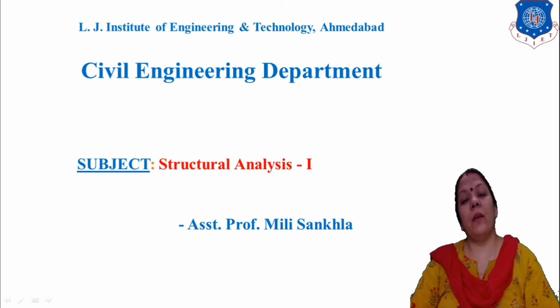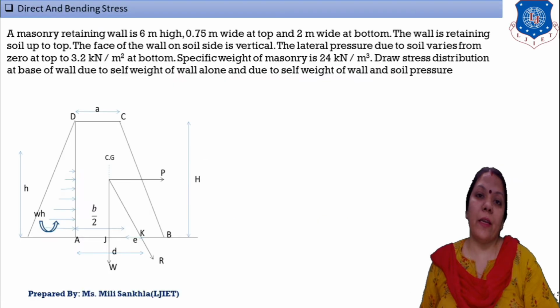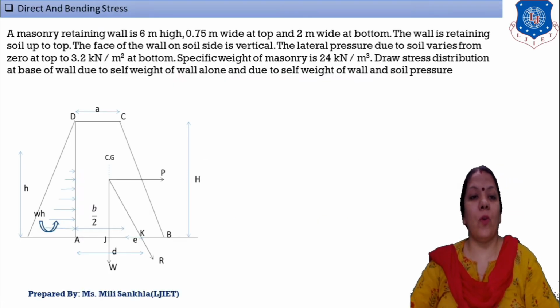Today in our subject Structure Analysis Part 1, we solve the example of a retaining wall. The method and steps for the retaining wall example are the same as for a dam, with only one change: soil pressure. In a dam we calculate water pressure, and in a retaining wall we calculate soil pressure. Before starting the example, we read the given data properly, one by one.